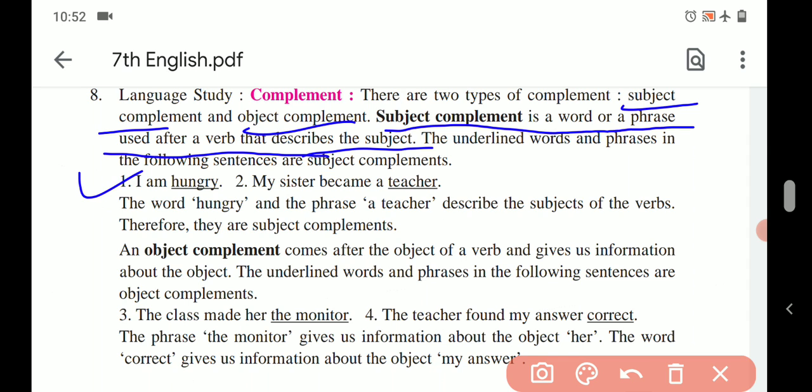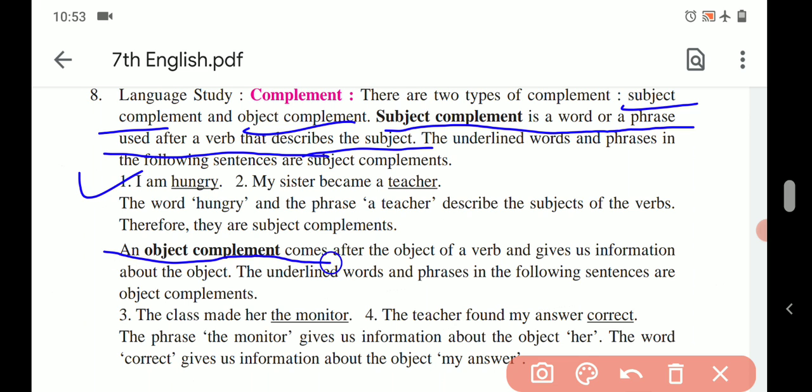Next, my sister became a teacher. Here in this sentence, the word became is a verb, and after this verb there are two words, a teacher, and these two should have been underlined, and together this is a phrase working as a subject complement. Why? Because it gives information about the subject, my sister. So here in the second sentence, my sister and a teacher, these words are used for the same person, so it is a subject complement.